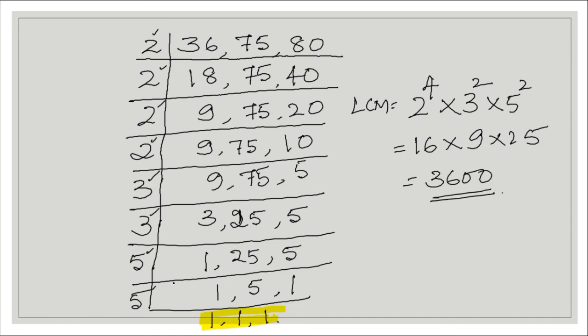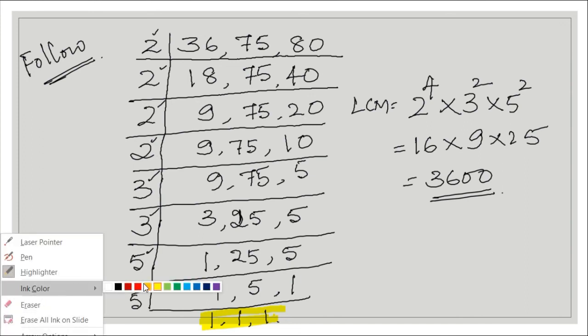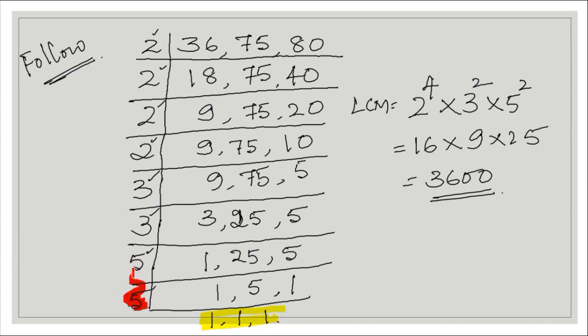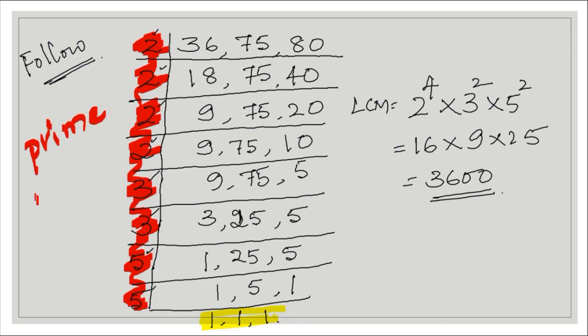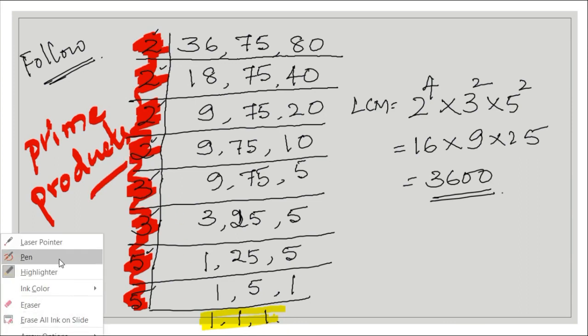Is this method easy compared to the previous one? You can follow this. This method is also a prime factorization method. What we are getting here towards the left side, these are all prime products. Let me highlight them. These are the prime products. 2 is multiplied 4 times, 3 is multiplied 2 times, 5 is multiplied 2 times. Now you must have understood it.